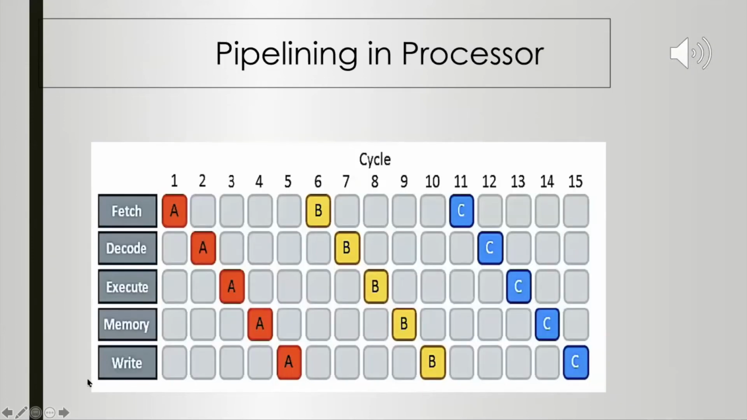And so the idea of pipelining can be explained through this table. The rows are the different stages of the processor. We have our fetch, decode, execute, memory, and write. And the columns are the increasing clock cycles. For example, here we show what happens in cycle 1, C2, C3, C4, etc.